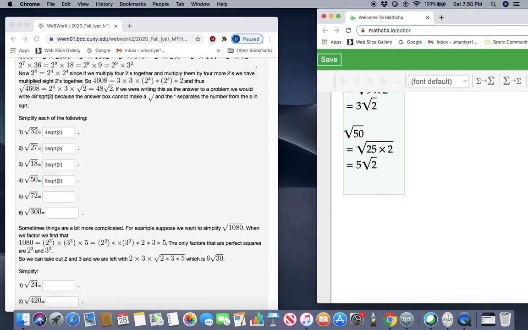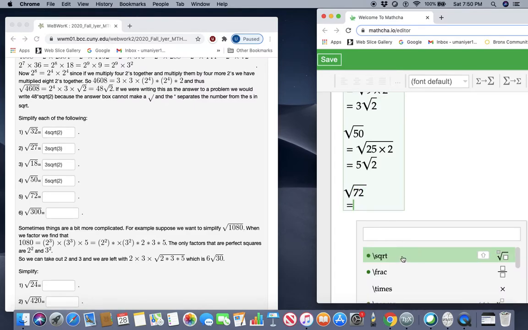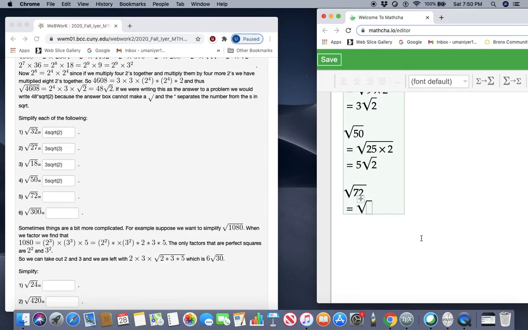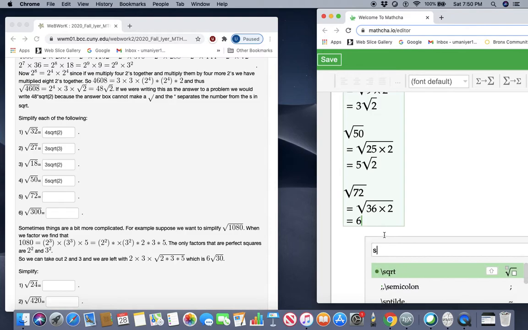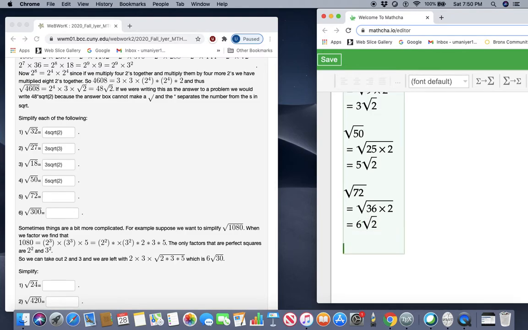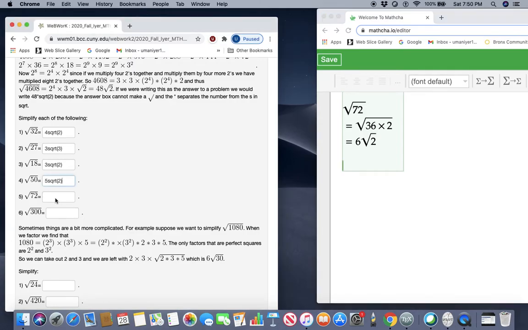So this is 5 SQRT 2. Next, square root 72. This might take a bit of work, but if you continue. So what is 72? Well, go through stepwise. If you notice, it is 36 times 2. That's the max. Okay, don't stop until you have gotten as much out as possible. Square root of 36 is 6 and square root of 2 cannot be improved. All right, so this is 6 SQRT 2.